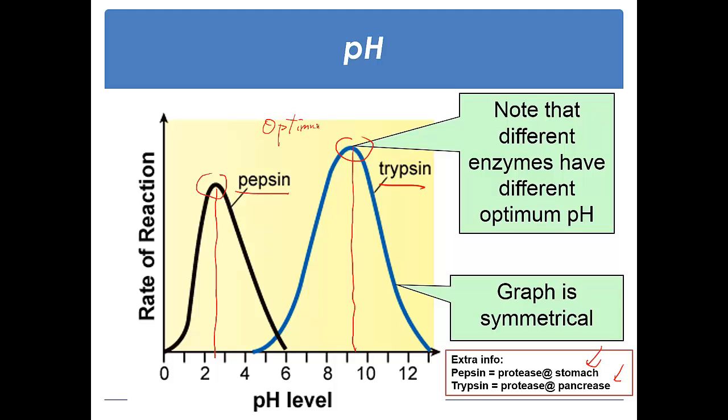Optimum means the best, right? Optimum temperature? No, of course this is not temperature. This is the pH value, so the optimum pH value.